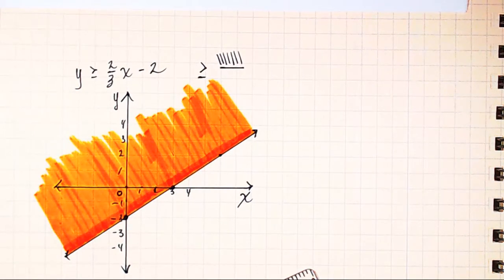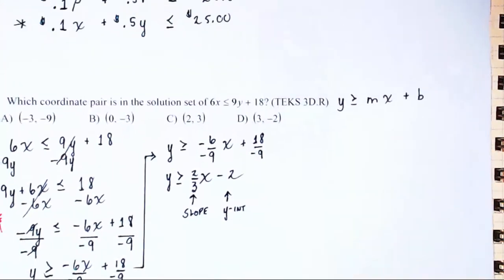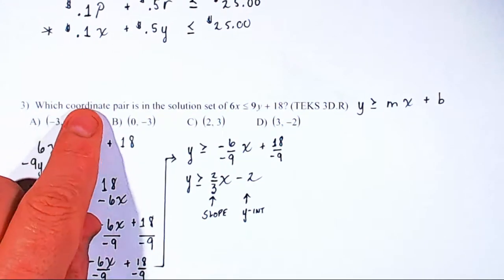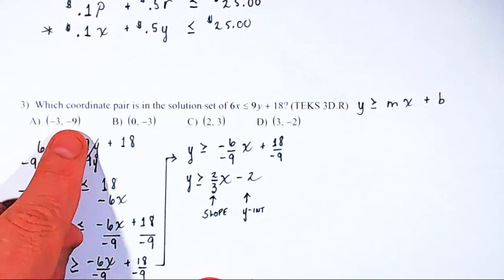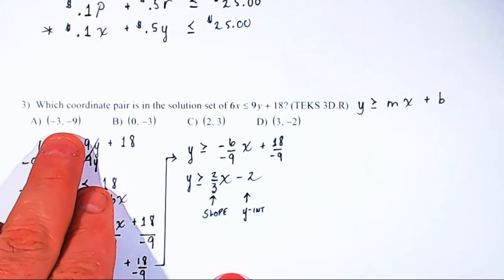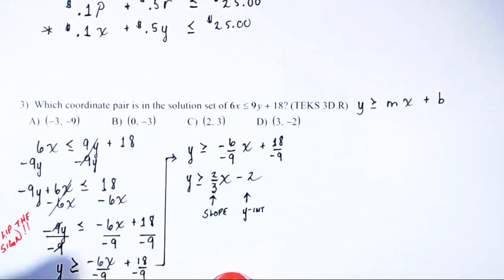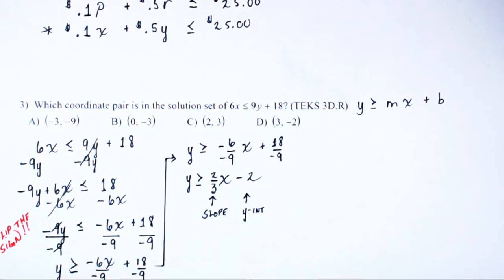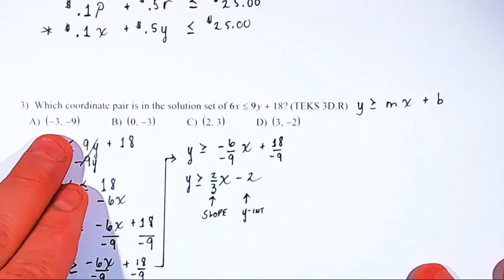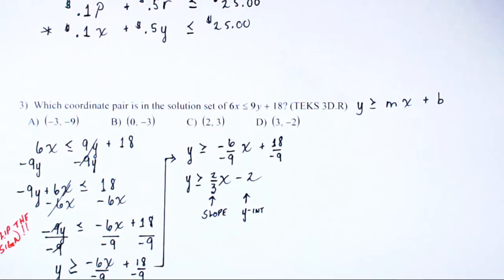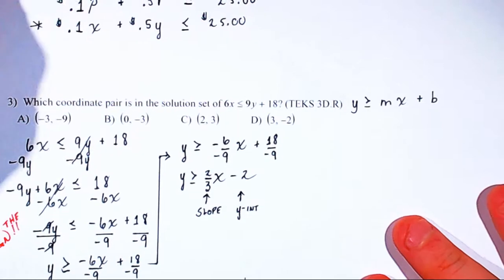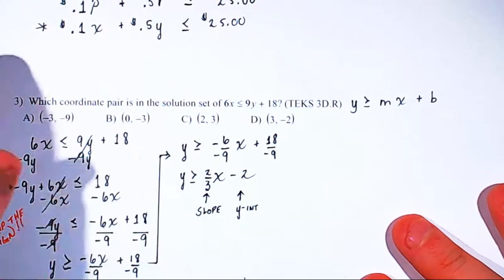So now what? Okay, we've drawn our inequality. Looks cool. The question asks us which coordinate pair is in the solution set for this inequality. And we're given coordinate pairs. So we actually have to use the answer choices and check them one at a time. What this question is asking us to do is plot each of these answer choices and check to see if it's in the shaded region of the graph. All right, so the key point is the point in the shaded region of the graph.